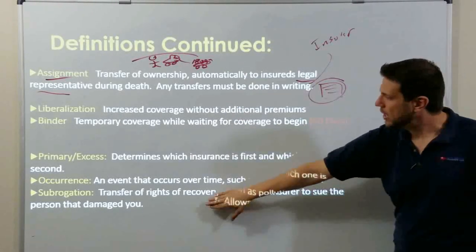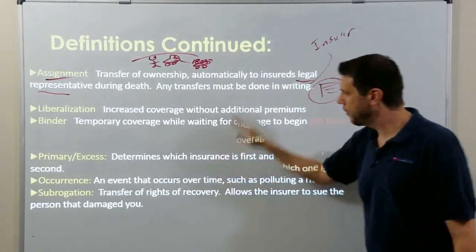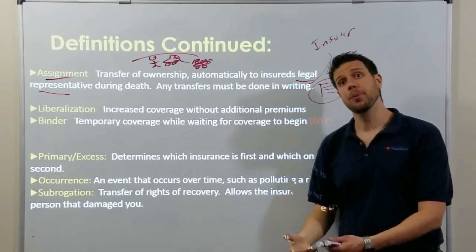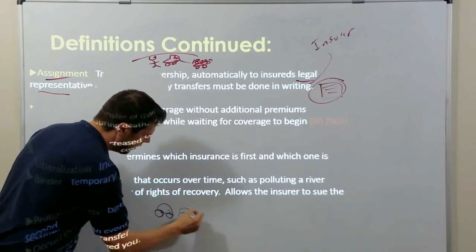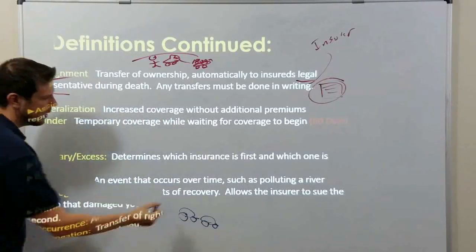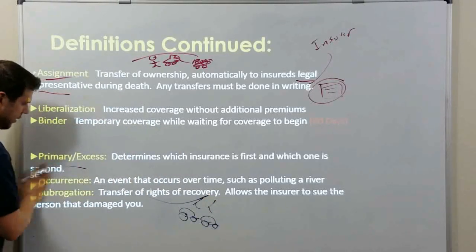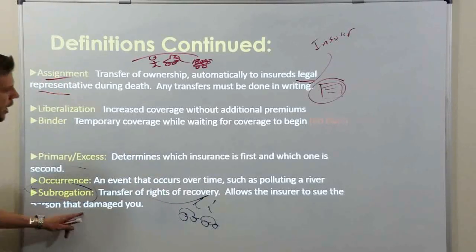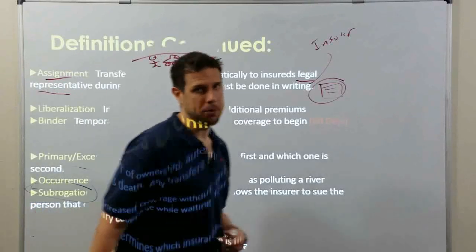Subrogation is the transfer of rights of recovery. Assignment is the transfer of ownership. Subrogation we talked about earlier, and subrogation means to sue. So again, if you had that car accident where this guy hit this car, then that car hit this car, then this guy ran, these guys' insurance policies would pay them, then they would subrogate against the first party. Subrogation is the transfer of rights of recovery, and it allows the insurance company to sue on your behalf. That way they can get their money back.